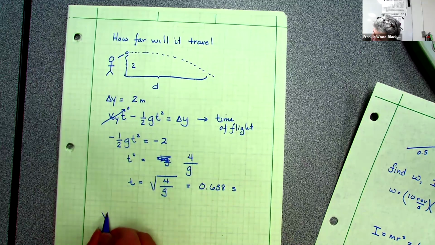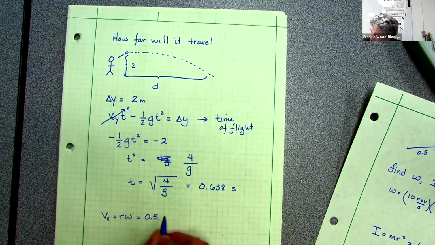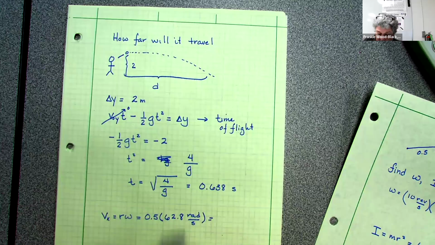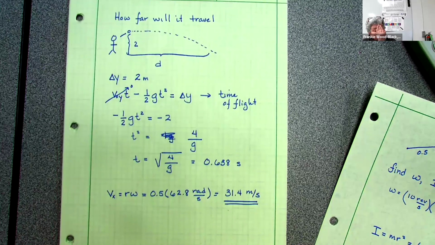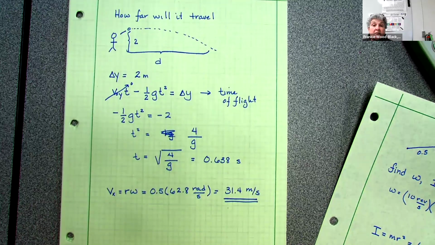Now, my velocity in the x direction is going to be r omega. So we're going to get our 0.5. We already calculated omega as 62.8 radians per second. And that's going to end up being 31.4 meters per second. So look at that number. We're actually going to be over 60 miles an hour for that rock to be coming off of the slingshot. So now we can calculate distance.